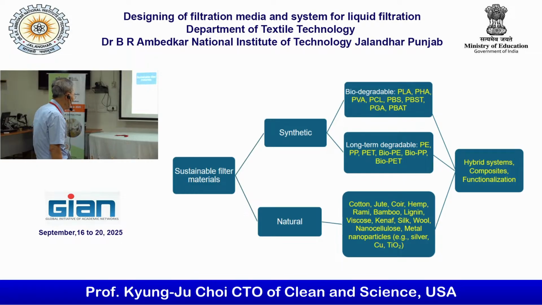What about natural material? So all of them: cotton, jute, coir. You know what the coir is? The pineapple, not pineapple, huh? Coconut. Yeah, coconut. Hemp, ramie, bamboo, lignin, viscose, kenaf, silk, wool, nanocellulose, metal nanoparticles.